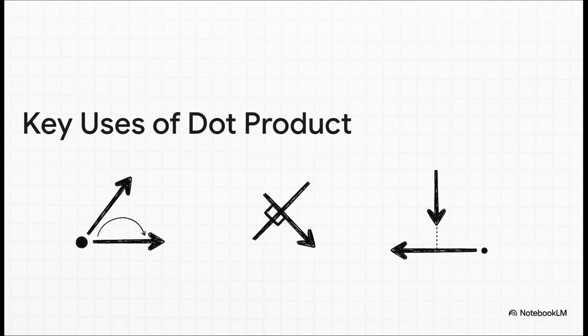2, and this is a huge shortcut, beta, checking if vectors are perpendicular. If their dot product is 0, they are. Why? Because cos of 90 degrees is 0. And 3, finding the projection. It's like finding the shadow of one vector on top of another.